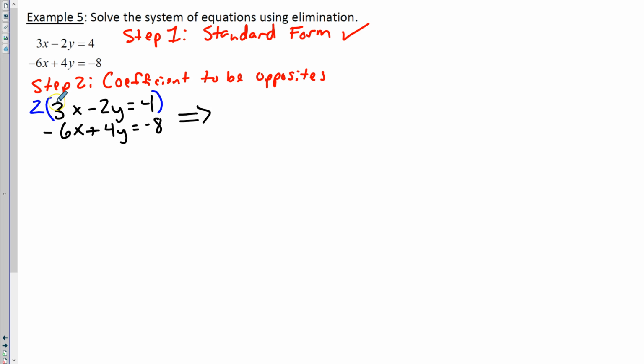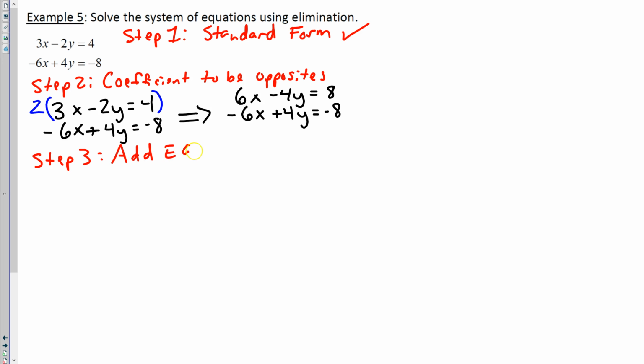So then distributing our 2 through, we would get 3 times 2, which is 6x. 2 times our negative 2 is a negative 4y. And then 4 needs to multiply by 2 as well and get me an 8. And then I actually didn't want to change anything to my second equation, so I'm just going to write it down again. So there's our step 2, and then step 3 is to add the equations. So I'm going to just rewrite my equations again, and we'll show the addition step.